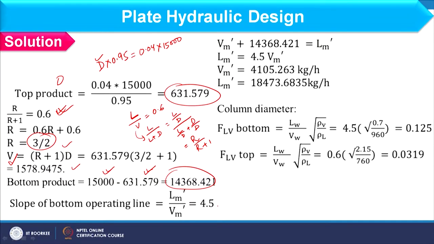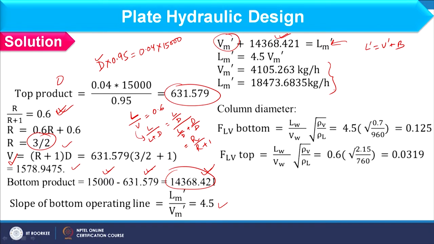So, let us see. Further we have to find out flow rates of liquid as well as vapor available at the bottom section of the column. Let us see how to find this. We are given the slope of the bottom operating line, and that should be Lm dash by Vm dash. When we make the balance, L dash should be equal to V dash plus B, right. So, L dash we can consider over here, V dash we have to find out, and this bottom flow rate we have already calculated. Okay. So, considering this, you can find out Vm dash as well as Lm dash as these values.